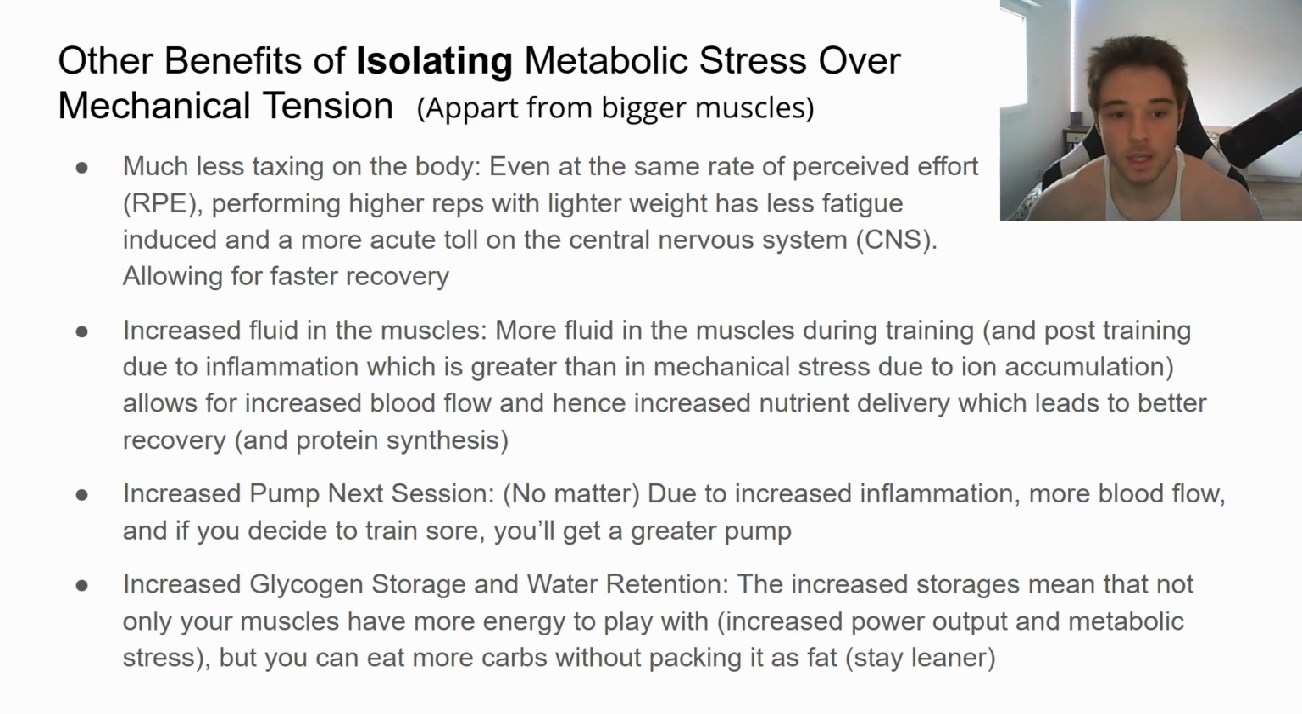Even at the same RPE, performing higher reps at lighter weights has a more acute toll on the CNS, which means not only will you recover faster, but you'll also avoid a burnt CNS. Next is the increased fluid in the muscles. Due to the ion accumulation from metabolic stress, you're going to have increased fluids in the muscle during and post-training, which means more inflammation, which means more nutrient delivery to your muscles, and hence faster recovery and increased protein synthesis.